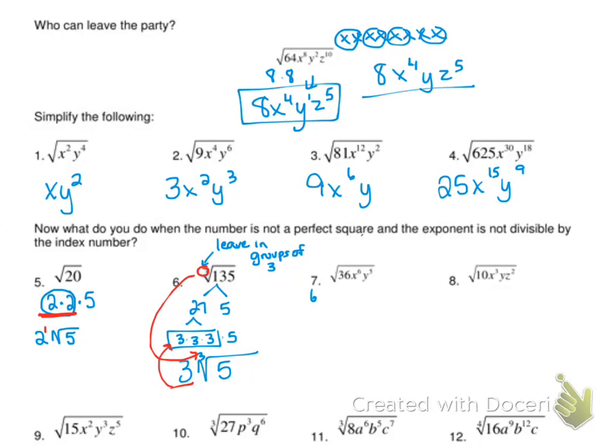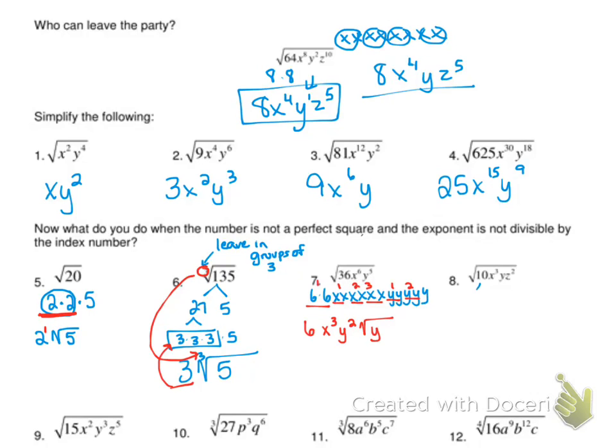Okay, for this next problem, I have 36. The square root of 36 is 6. Okay? And then I have 6 x's, 6 times 6, and then I have 6 x's, and 5 y's. So then I put this in pairs. So that's 1 pair of 6's, 3 pairs of x's, 2 pairs of y's, and then that last y gets busted. It has to stay.